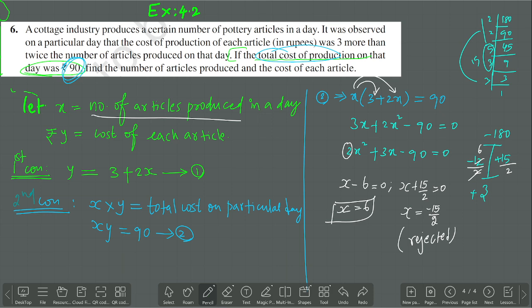For y, take equation number 1 and substitute the x value there. Then y equals 3 plus 2 times the x value, that is 6. Then what am I getting? 3 plus 12, that is 15.